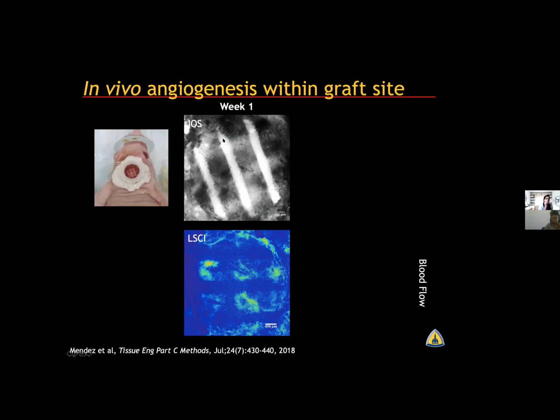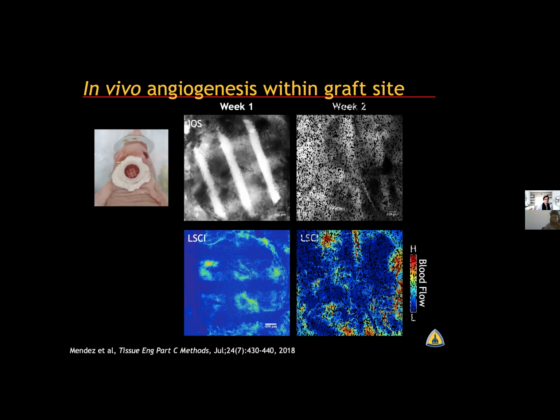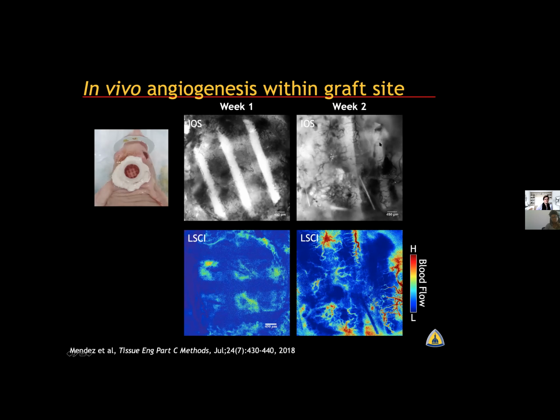So at week 1, through this window, you can actually see the scaffold. You can see some very weak vascularization in that region. And then you can see that the blood flow signal in that area is very, very low. There's almost no new blood vessels there. But if you wait for 2 weeks, you see new tissue forming around and within the scaffold. You also see new blood vessels coming in to nourish the growth of that tissue. And then you see blood flow occurring in these newly formed blood vessels.